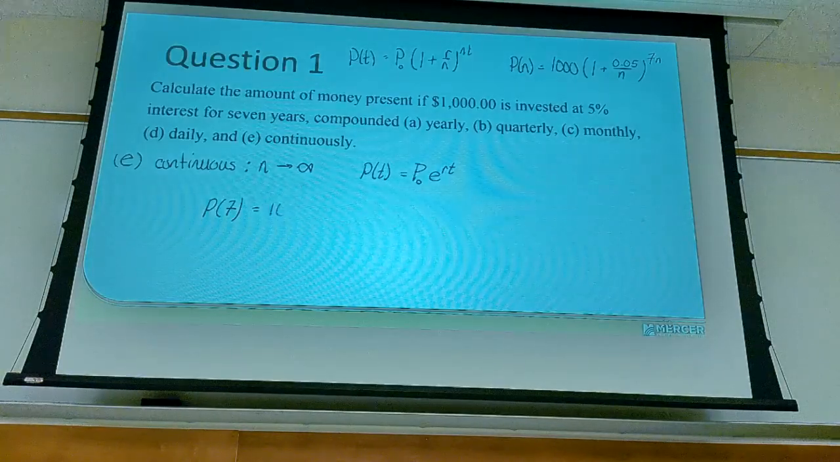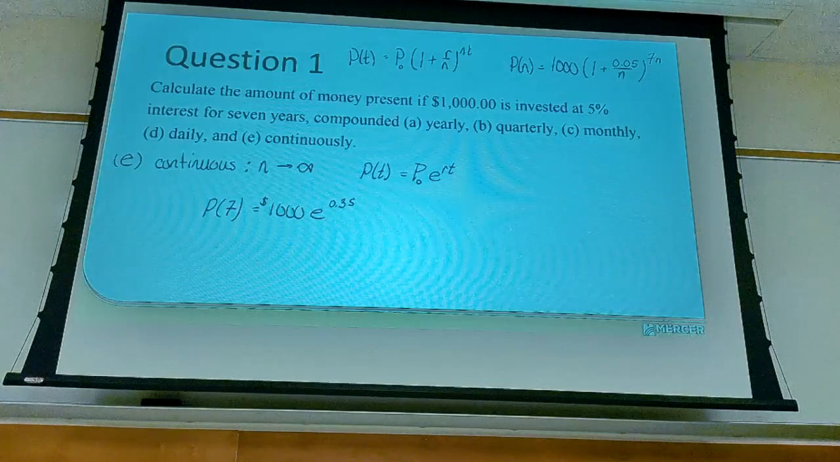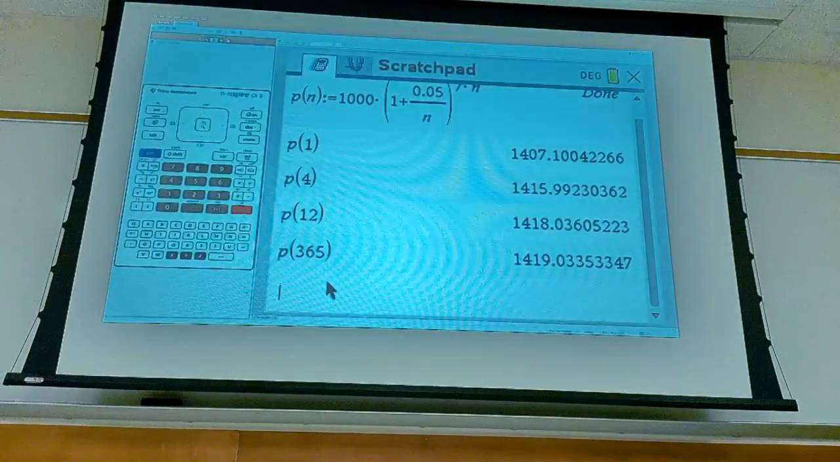So P of 7 here, 1,000, e to the 7 times 0.05 would be 0.35. So what I'm going to do here is two things. I'm going to use the E button, and then I'll actually use the calculus definition of the limit and compare the answers. And what you should notice is they're the same. You got the 0.35 by doing 7 times 0.05, right, because it's e to the RT, rate times time.